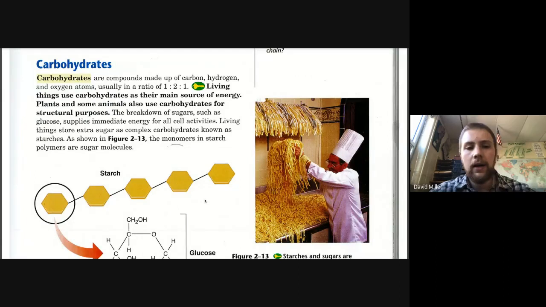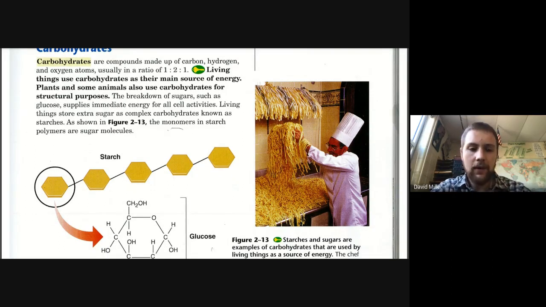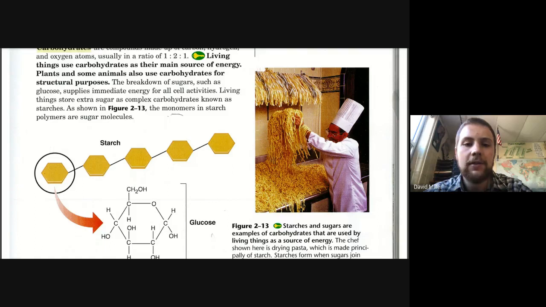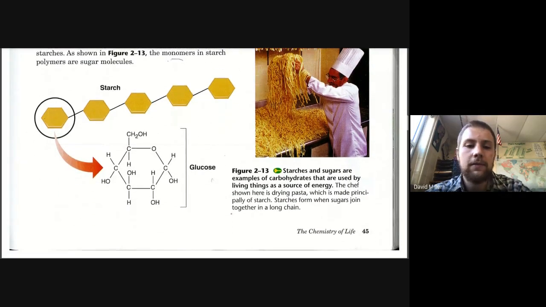Carbohydrates. Carbohydrates are compounds made up of carbon, hydrogen, and oxygen atoms, usually in a ratio of 1 to 2 to 1. Living things use carbohydrates as their main source of energy. Plants and some animals also use carbohydrates for structural purposes. The breakdown of sugars, such as glucose, supplies immediate energy for all cell activities. Living things store extra sugar as complex carbohydrates known as starches. As shown in figure 2.13, the monomers in starch polymers are sugar molecules.